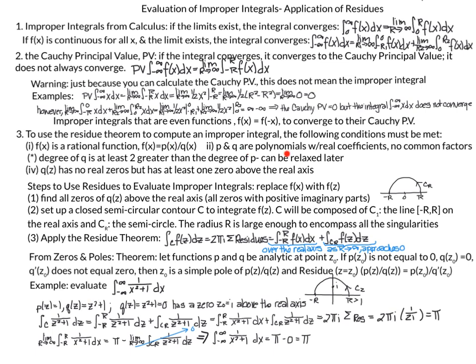We can see that p and q over here have real coefficients and no common factors. We can see the degree of q is at least 2 greater than the degree of p. And then finally, q of z has no real zeros, but has at least 1 zero above the real axis. So to do this, I set q of z equals z squared plus 1 equals 0, and I see that this has a zero at z naught equals i, right? When z equals i, this becomes 0. And z equals i is above the real axis.